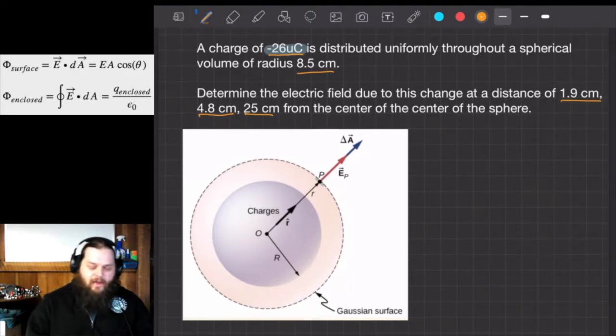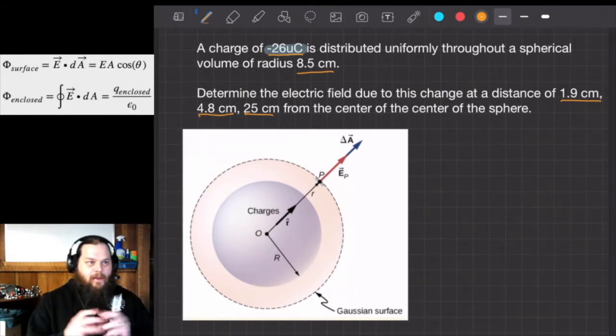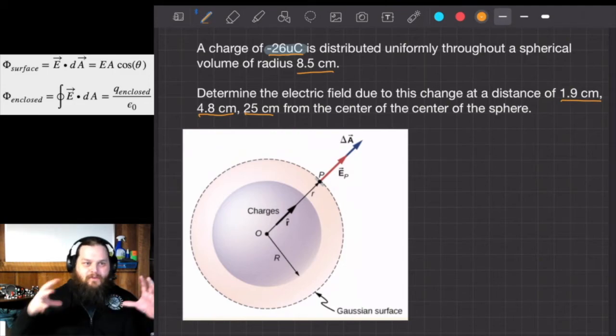So we can do that using Gauss's law. And we have these 3 different Gaussian surfaces that we can make. The first one being 1.9 centimeters, which is inside the sphere, so we're only enclosing a fraction of the charge of that whole sphere. The next one is 4.8 centimeters, so we're still only enclosing a fraction, just a larger fraction of that sphere. And the last one's 25 centimeters, so that's actually going to sit outside of the sphere.